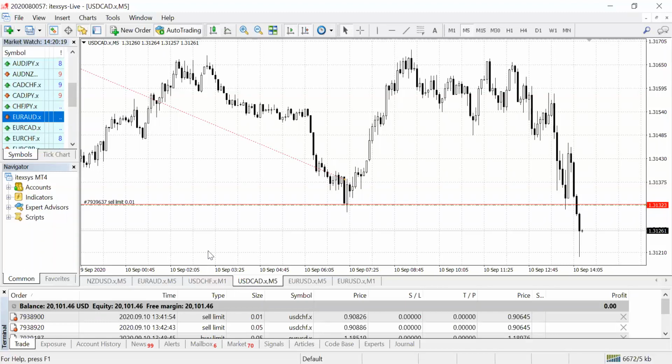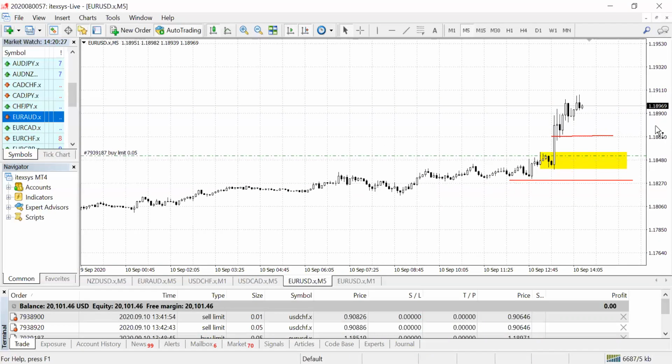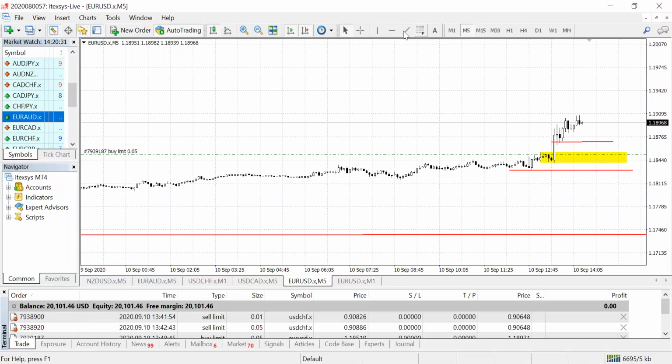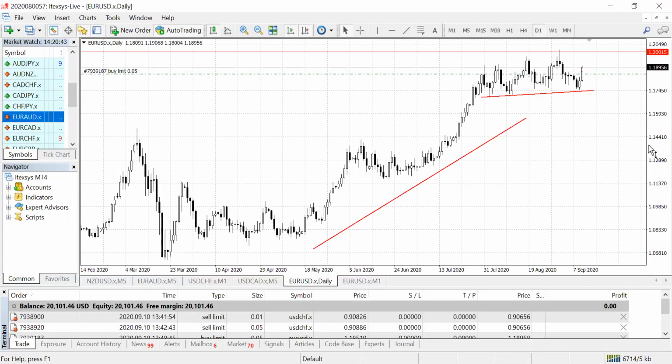Christian, do you think 1.2 is a good supply level on Euro USD? Let's find out. Round numbers usually work as a supply, but I don't look at them very frequently.